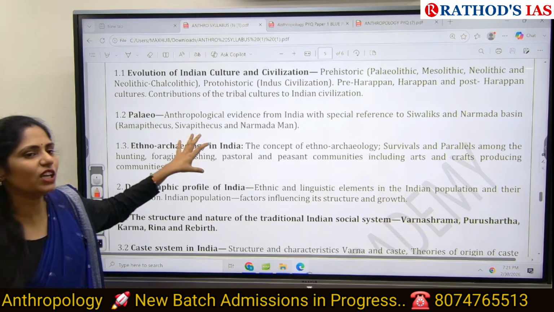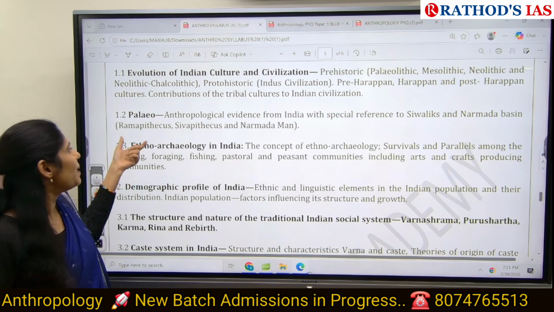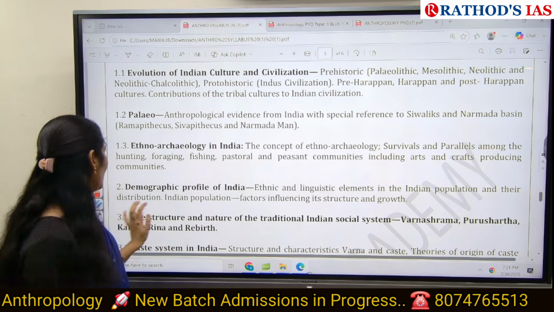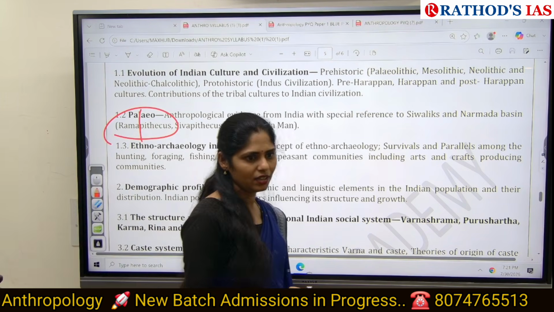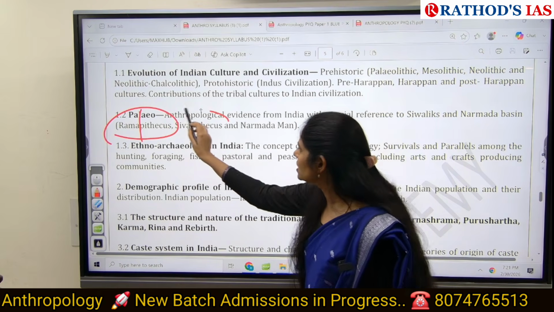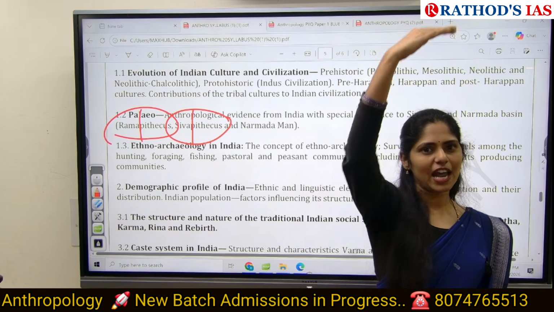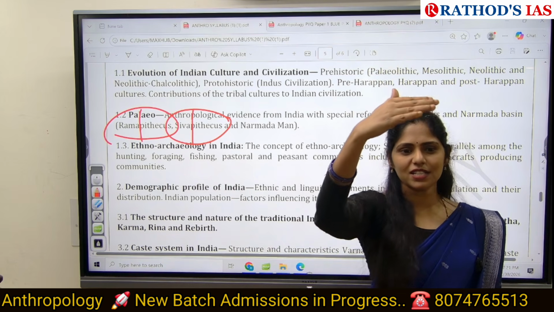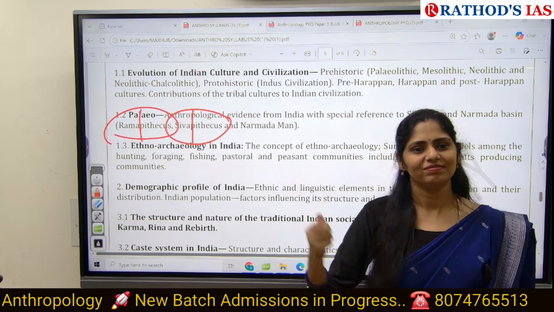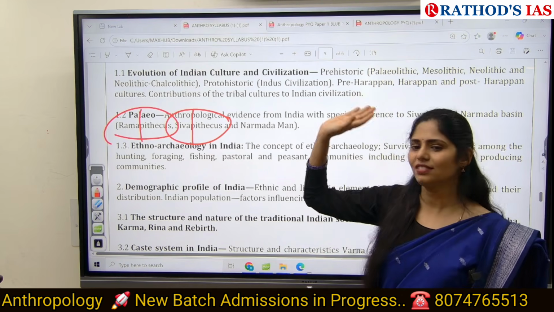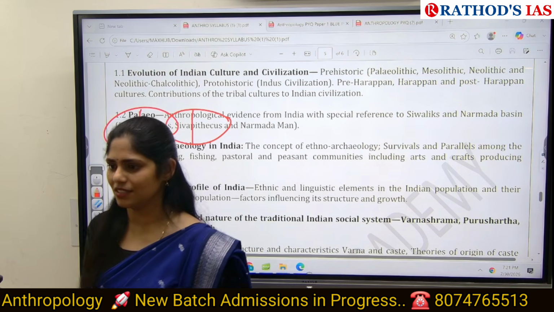Next one here is, in India also we can see some early humans. Okay, Ramapithecus, Sivapithecus, Narmada man. I'll tell you about this. Pithecus means ape. So this ape was found in the Sivaliks. Do you know the Sivaliks? Trans Himalayas, Greater Himalayas, Lesser Himalayas, Sivaliks. In the Sivaliks, whenever they were digging, they found this one ape. They named it based on the place, Sivapithecus.